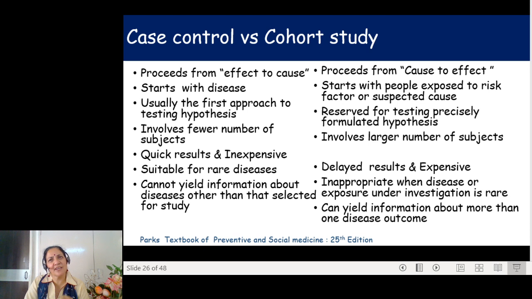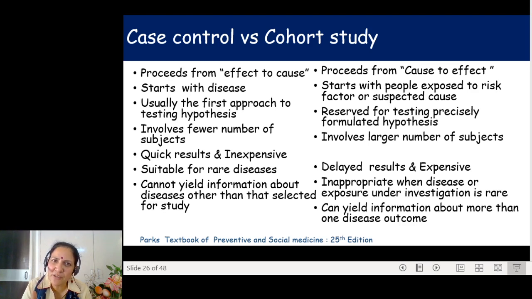Now, differentiating a case control study from a cohort study. The case control study proceeds from effect to cause, whereas a cohort study proceeds from cause to effect. A case control study starts with a disease, that means the outcome has already occurred, whereas a cohort study starts with people exposed to a risk factor or a suspected cause. Usually, a case control study is the first approach to testing hypotheses, whereas a cohort study is reserved for testing a precisely formulated hypothesis.